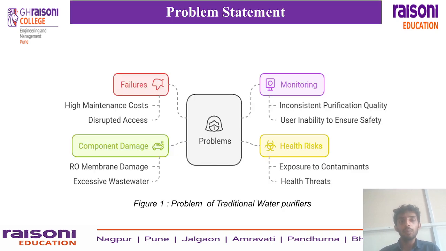Here are the problems of the existing system. First one is failure, then monitoring, health risk, and component damage. Basically, the traditional or existing system has some problems, such as we cannot monitor remotely, and unlike modern systems, it is not able to give alerts that a specific filter is damaged or not, or whether it needs a replacement or not. We introduced this system to remove those problems.